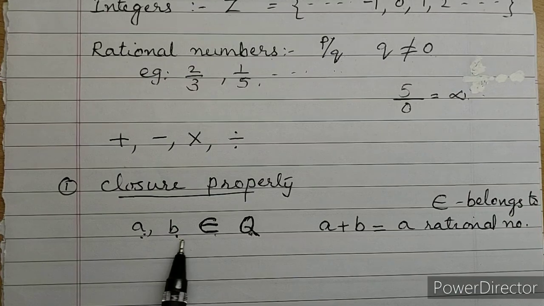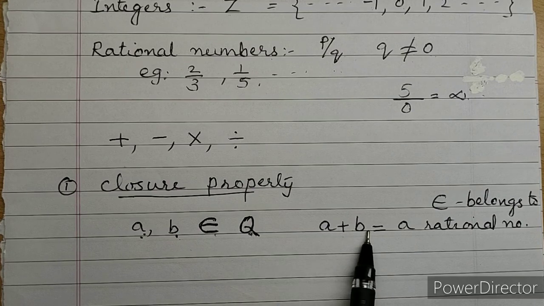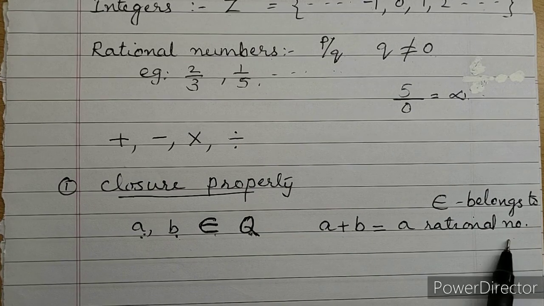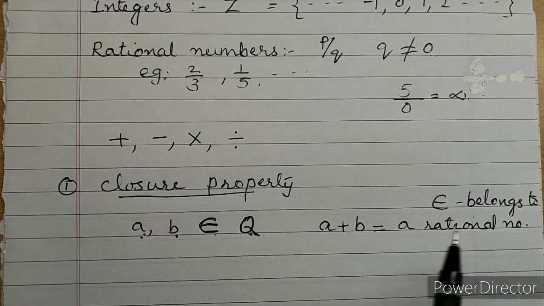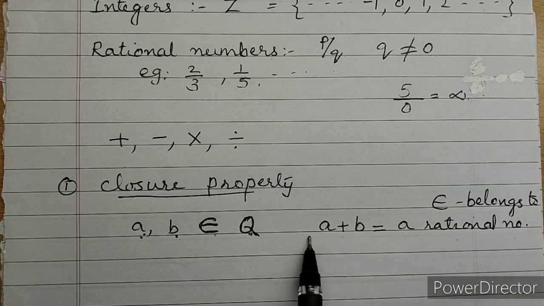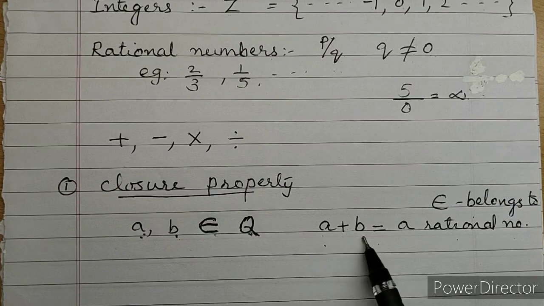If A and B are any two rational numbers, then A plus B, this is for addition I am saying, is a rational number. For subtraction, you have to check A minus B whether it is a rational number. For multiplication, you have to check A into B is a rational number or not. And for division, you have to check A divided by B whether it is a rational number.